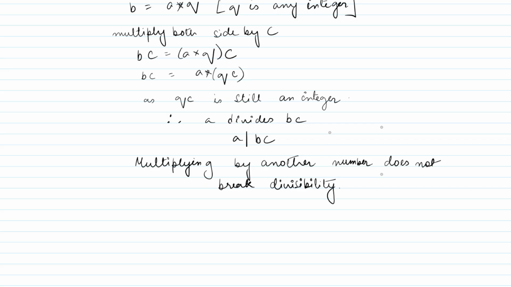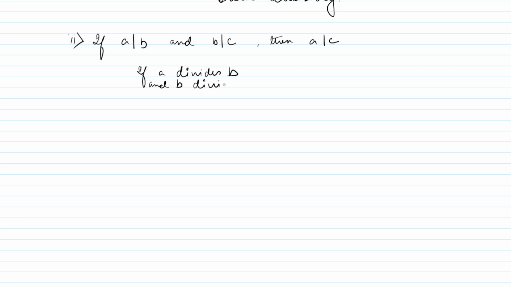All right. Now let's move on to the next one. If A divides B and B divides C, then A divides C. It means that if A divides B and B divides C, then A divides C.